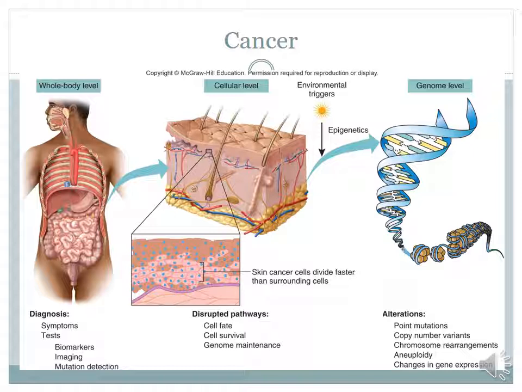Mutations from single base changes to large-scale chromosomal upheavals drive the disease, accompanied by changes in gene expression, some of which are responses to environmentally induced epigenetic effects. We can see here the diagnosis and the disrupted pathways. We can then look at alterations where we have maybe point mutations, copy number variants, chromosome rearrangements, aneuploidy, or changes in gene expression.